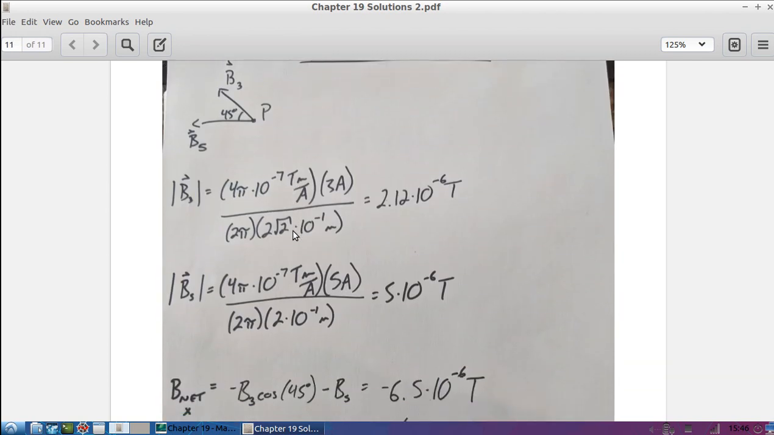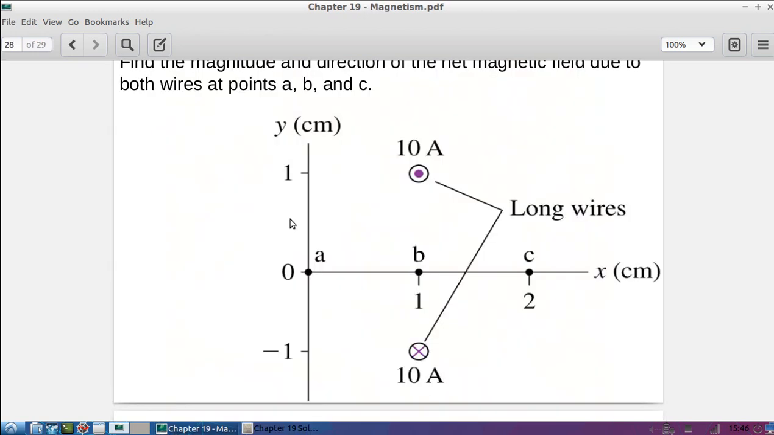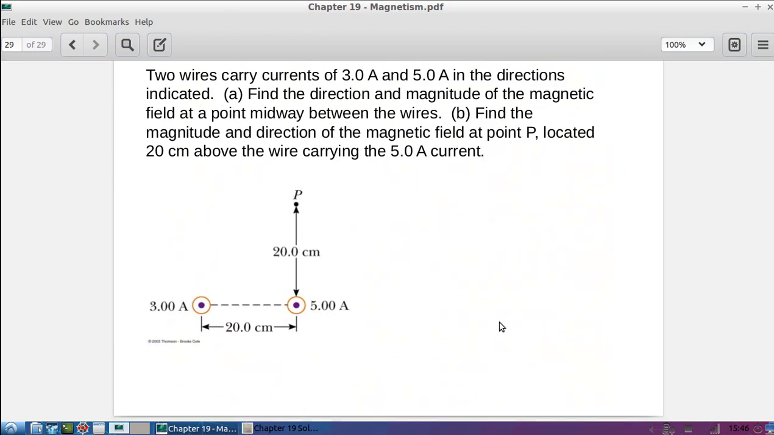All right, last example. We have one more example. It's very similar. The issue here now is the currents are different. So I've got a 5 amp current here, a 3 amp current here, and they're both coming out of the page.